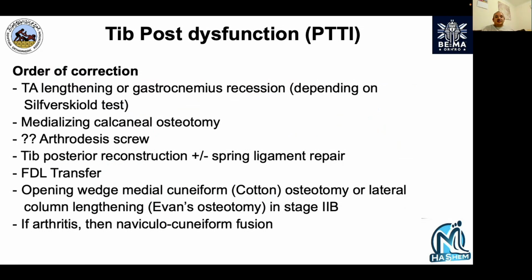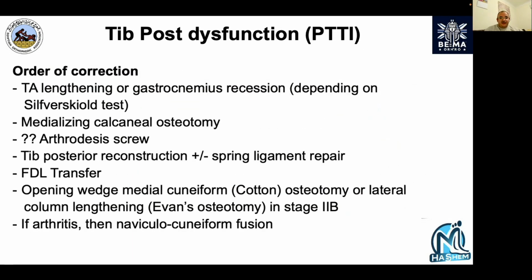Then you do either a tibialis posterior reconstruction if you can. If not, you do an FDL transfer to replace the tibialis posterior tendon. You do a spring ligament repair to shorten the spring ligament. You take a piece from the spring ligament and tighten it so you can get the whole arch back to normal. And if you still have a problem with the forefoot, you can do a lengthening of the lateral column by Evans osteotomy, either through the anterior process of the calcaneum or the cuboid. Or you can plantarflex the first ray through a Cotton osteotomy. So basically, you antagonize the deformity, the deforming force.